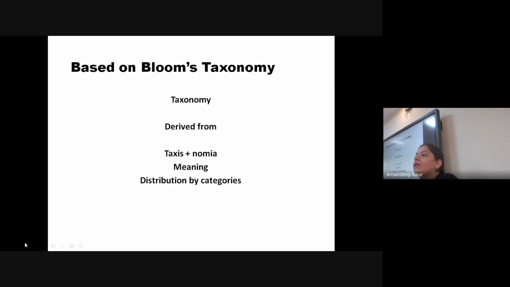Next, whenever it comes to defining different learning outcomes, till now it is defined as per Bloom's taxonomy. Bloom's taxonomy means derived from taxis plus nomia, meaning distribution by categories. Distribution by category means we can gradually improve upon.